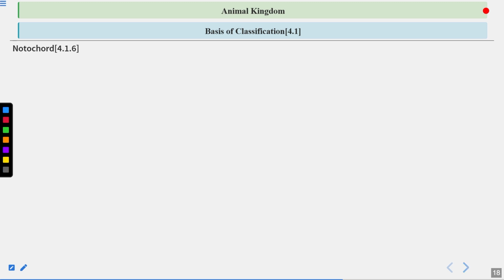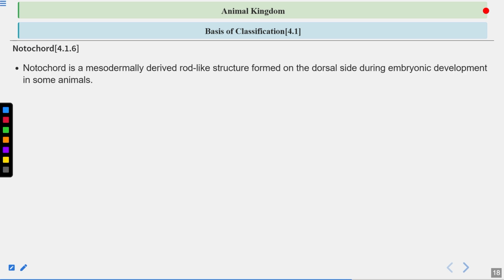Next fundamental feature is the notochord. Notochord is a mesodermally derived rod-like structure formed on the dorsal side during the embryonic development in some animals. So this is of mesoderm origin, a rod-like structure, present in the dorsal side. Either it is present in the embryonic development stage or in the later advanced stage also.